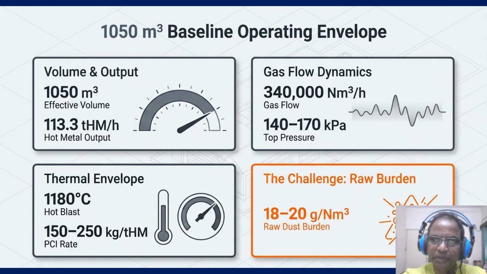This material or burden dictates the kinetics of our entire gas cleaning system. If we don't manage this specific gravity and the particle distribution correctly, we risk catastrophic scaffolding and poor hot metal quality. This envelope sets the stage for the physical separation process we are about to analyze. This high dust load moves directly into the separation architecture designed to handle these specific volumes.